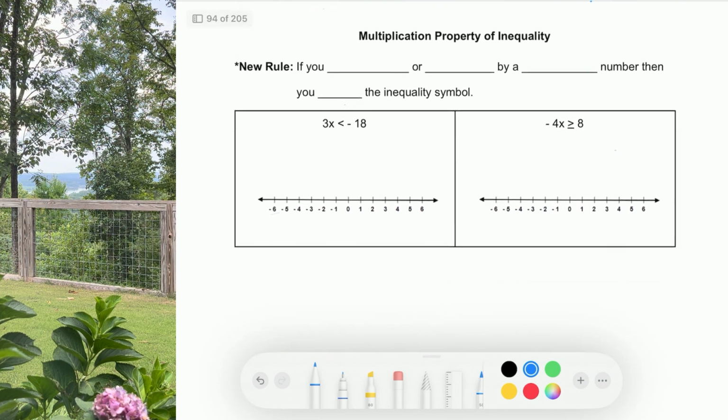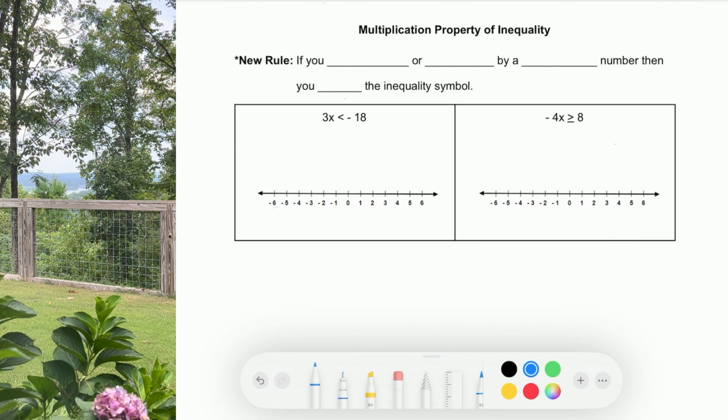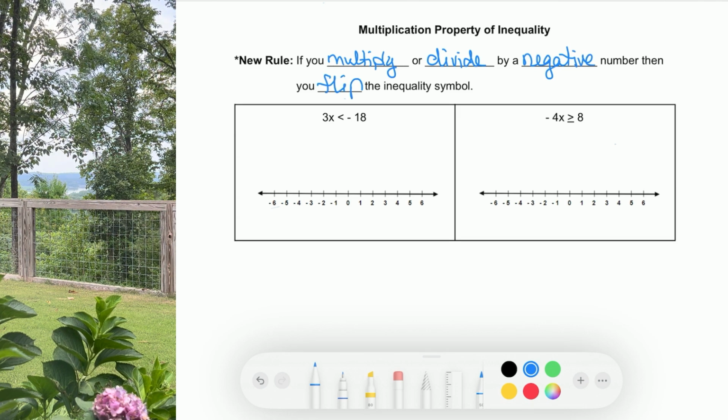Now let's look at the multiplication property of inequality. It has a new rule, basically. So we're still going to use the old rules of when you divide and multiply to get a variable by itself. But it's basically an additional rule when you're dealing with inequalities. So if you multiply or divide by a negative number, then you flip the inequality symbol.